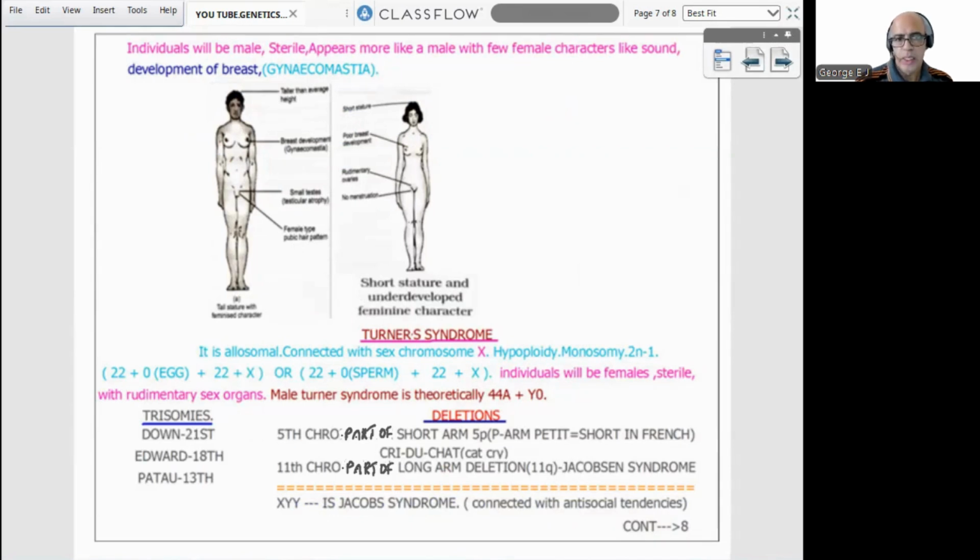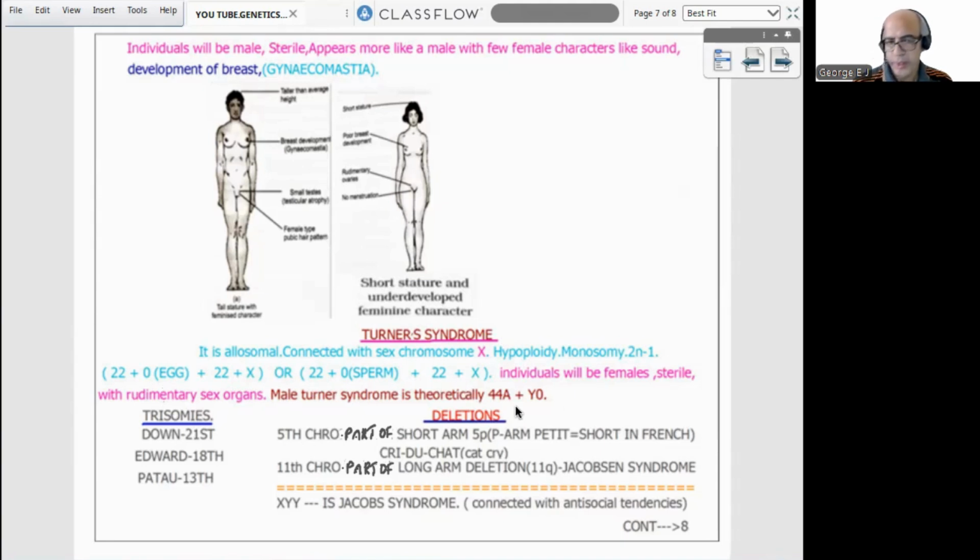Now comes the last syndrome for us. It is Turner syndrome. Again, allosomal, connected with the sex chromosome X. It is hypoploidy, lower than 46. It is monosomy, 2n minus 1. How can the condition be caused? 22 plus 0 egg, plus normal 22 plus X sperm, or 22 plus 0 sperm, plus 22 plus X egg. So the total will be 45.